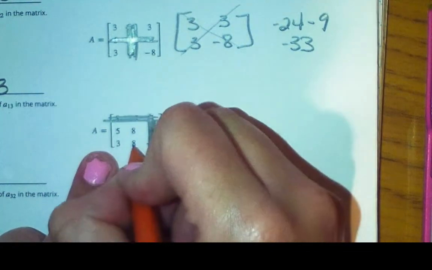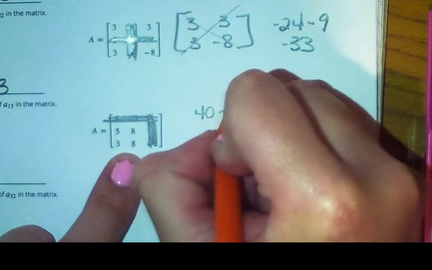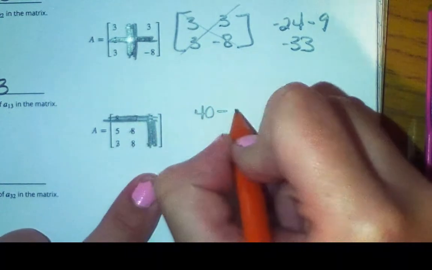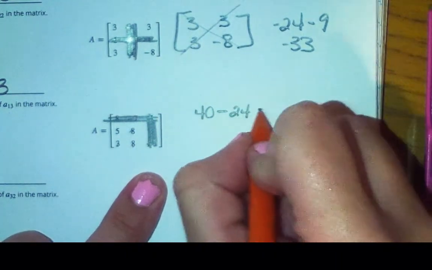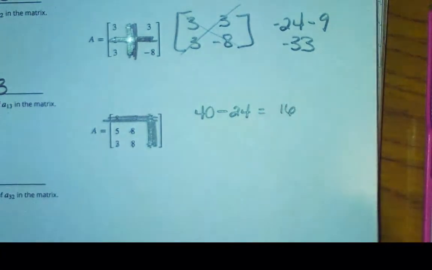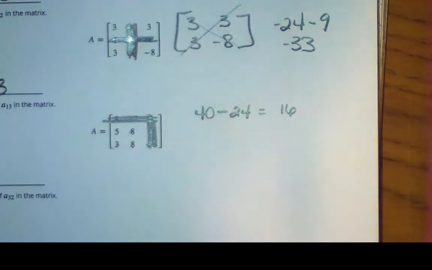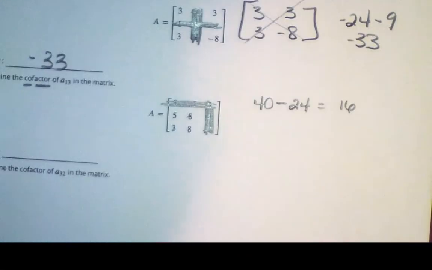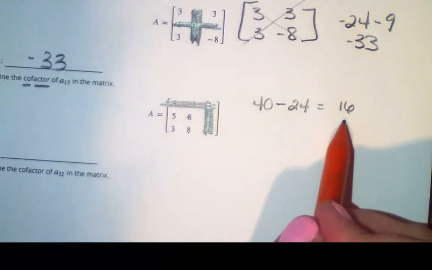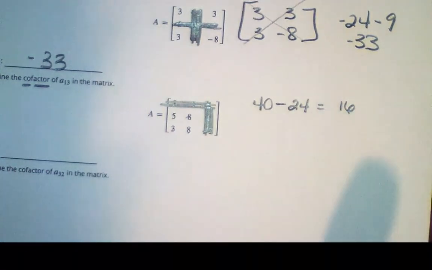So 5 times 8 is 40, minus 8 times 3 is 24. So I get 16. So the minor is 16. Now, what is the cofactor? The cofactor is either positive 16 or negative 16. I just have to figure out if I need to change the sign or not.